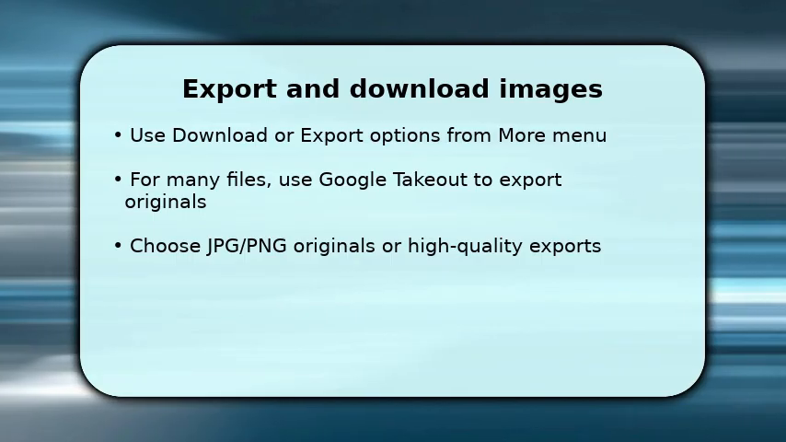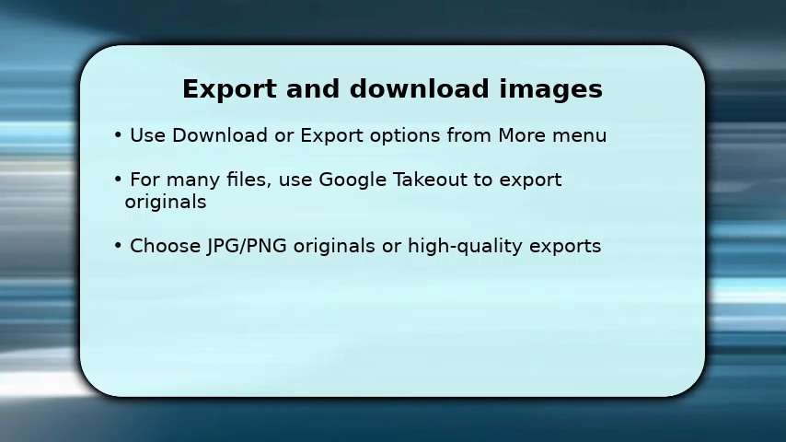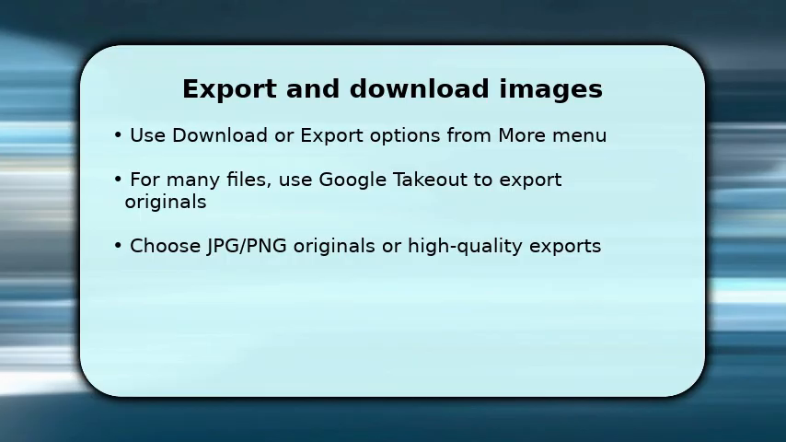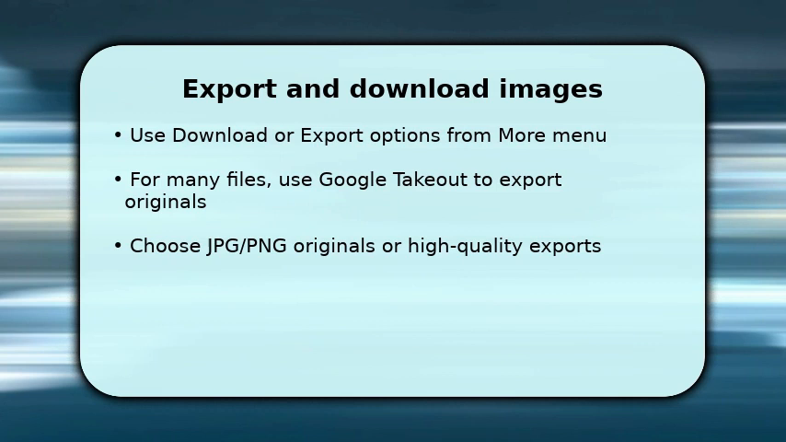For many images or complete albums, use Google Takeout. Select Google Photos, pick Albums or All Photos, choose Export Format and Size, then create the archive. Once Takeout finishes, download the zip and extract it on your device. This ensures you have standalone files stored locally, not just cloud links or app-managed items.